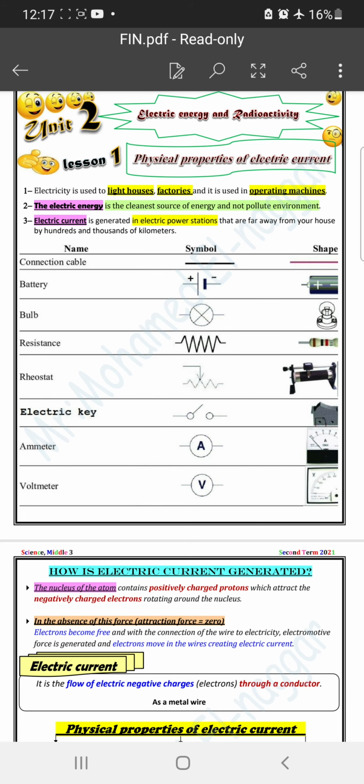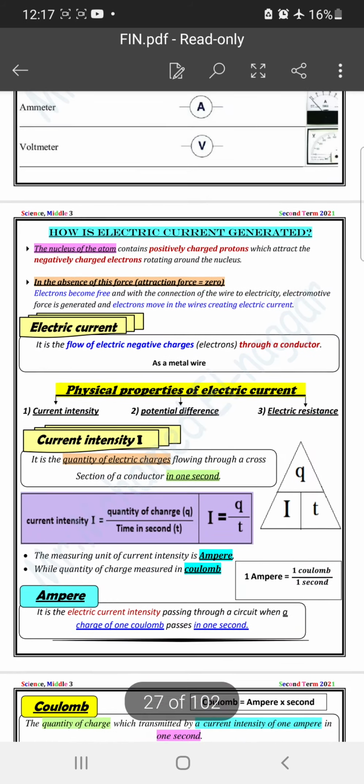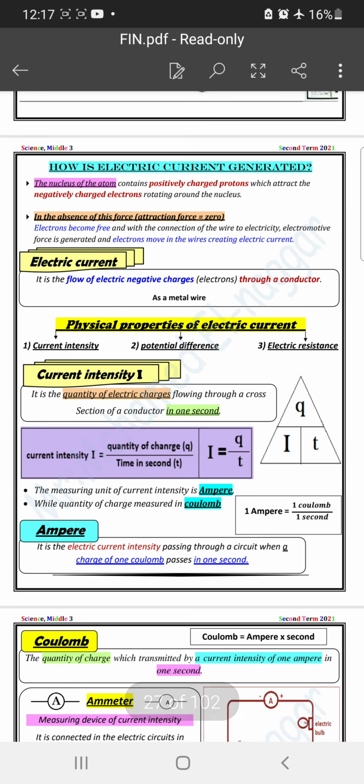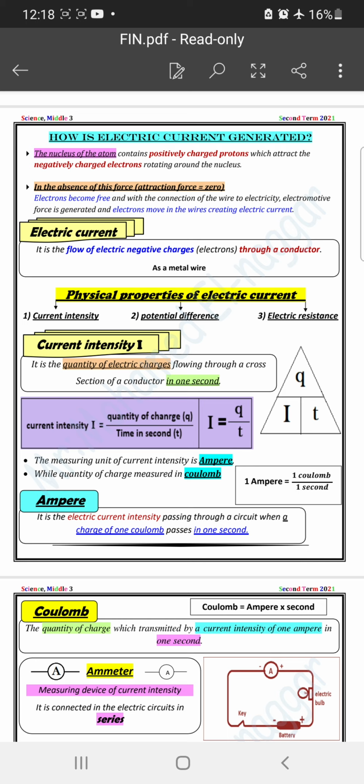The electric current is generated in a power station. But how is the electric current generated? As you know, the nucleus of an atom contains positively charged particles, which are protons, which attract negatively charged particles, which are electrons. These electrons are rotating around the nucleus. When these electrons become freely moving and make a flow, this is considered electric current. So, the electric current is the flow of electric negative charge through a conductor.